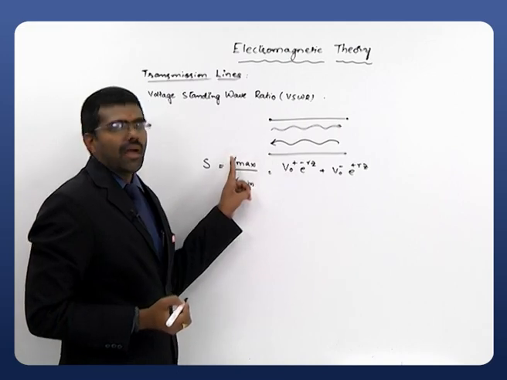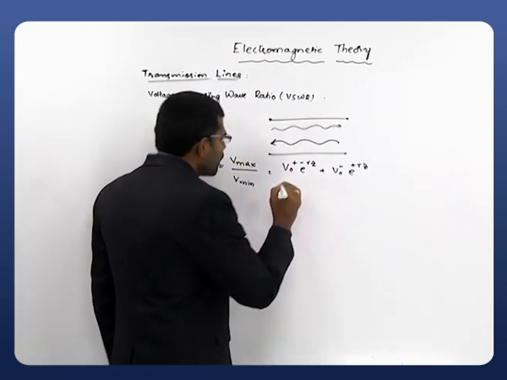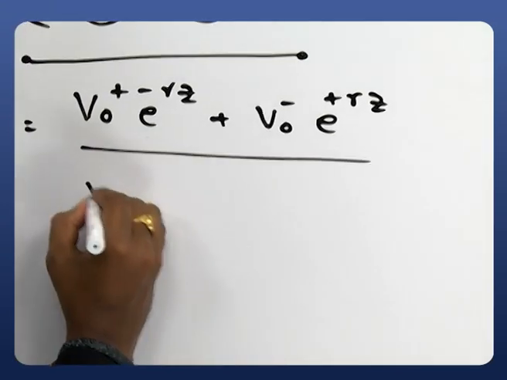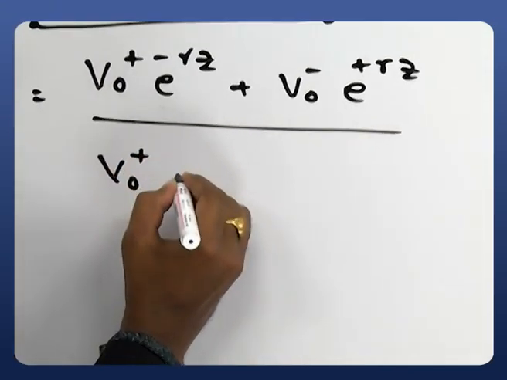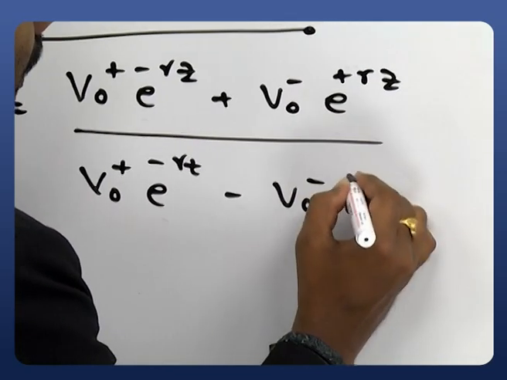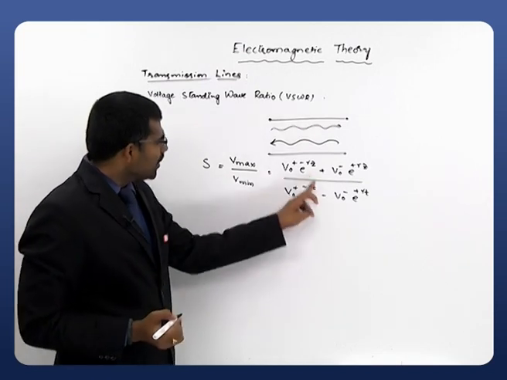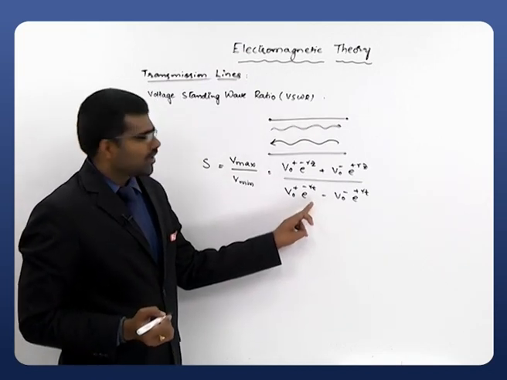Then you may get the maximum voltage for the standing wave. Similarly, for the difference of these two, you will get the minimum, if you consider the difference as V0 plus e power minus gamma z minus V0 minus e power plus gamma z. So this is a simple equation that we have to observe.